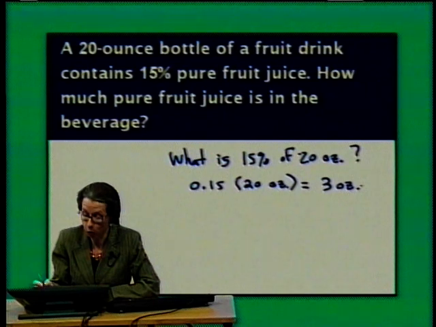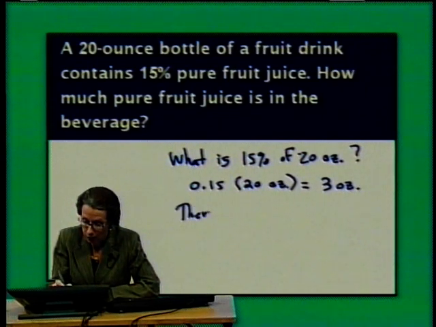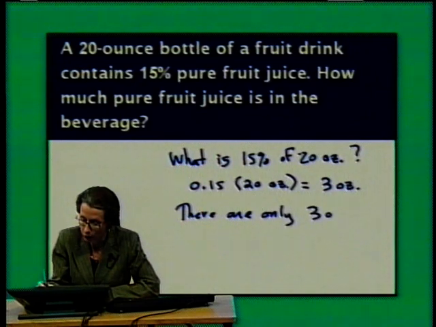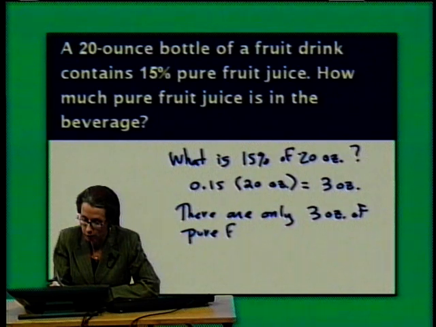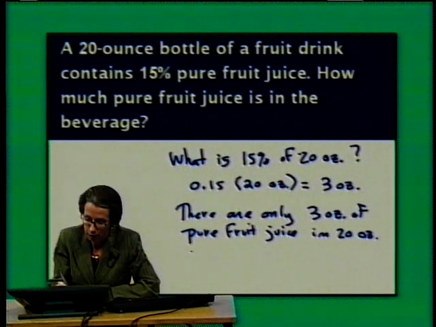So to answer the question, there are only 3 ounces of pure fruit juice in 20 ounces of a fruit drink.